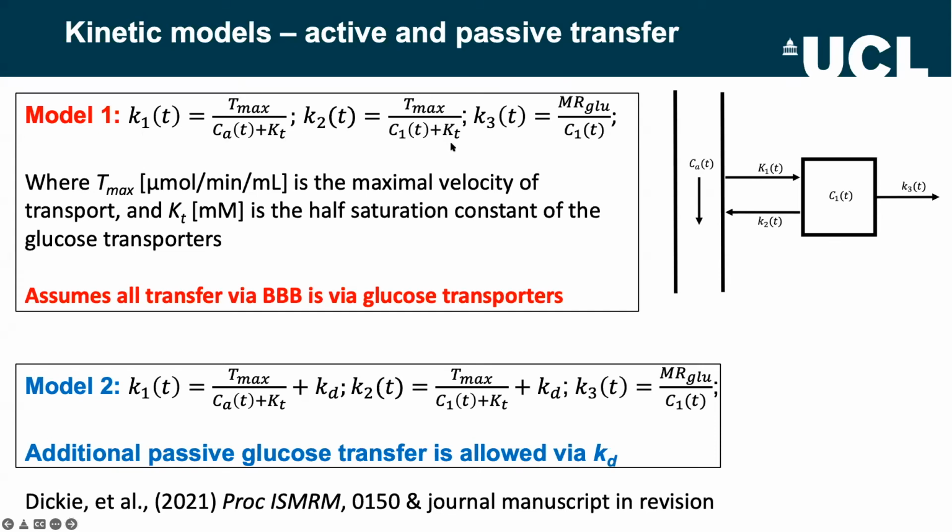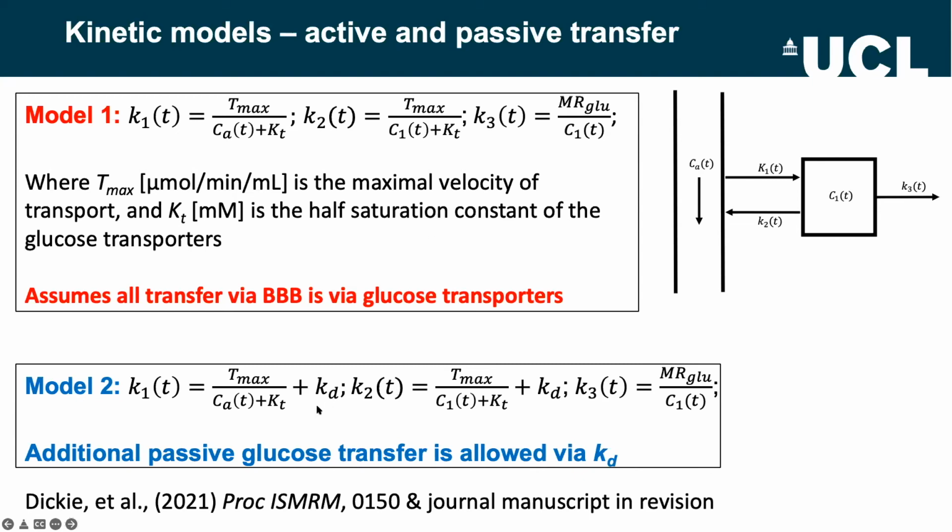So Tmax and KT are the things that make this a saturable transport mechanism, which means that basically you can only get to a certain level of transport before it maxes out. And then you've got K3 over here, which is telling you about the glucose metabolism. So that assumes that all of the transfer of the glucose via the blood-brain barrier is through these transporters.